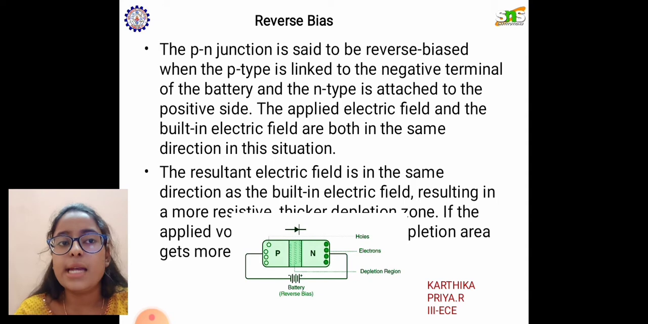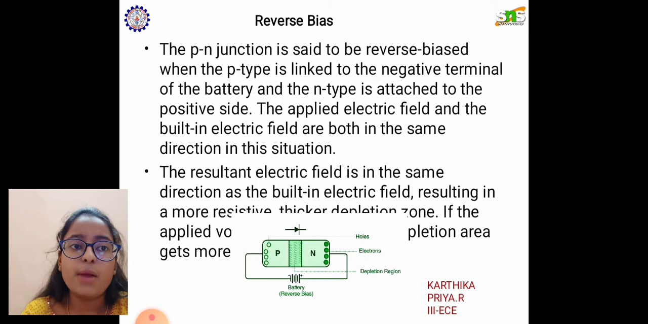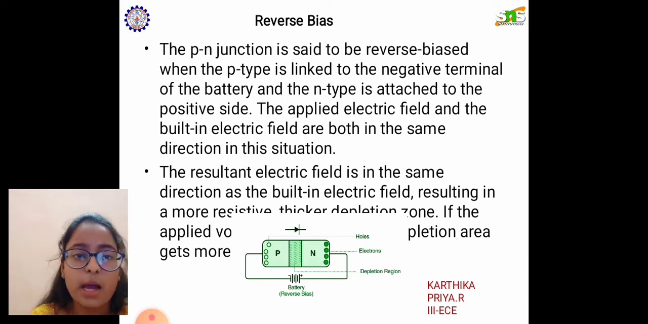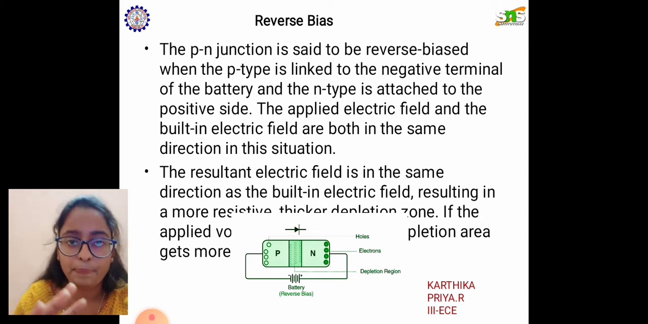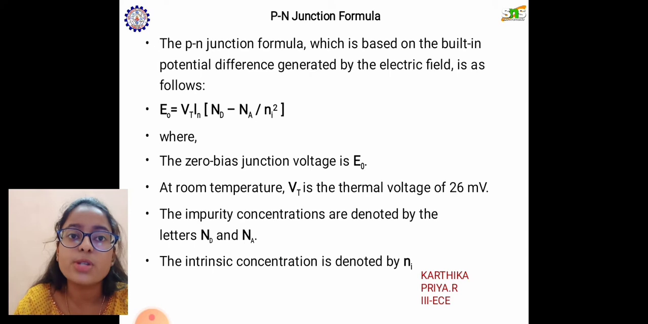The applied electric field and the built-in electric field are both in the same direction in this situation. The resultant electric field is in the same direction as the built-in electric field, resulting in a more resistive, thicker depletion zone. If the applied voltage is increased, the depletion area gets more electrons. The below diagram indicates the reverse bias diagram. And the next one is the PN junction formula.